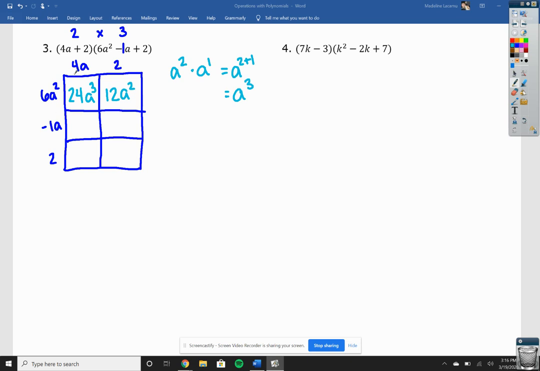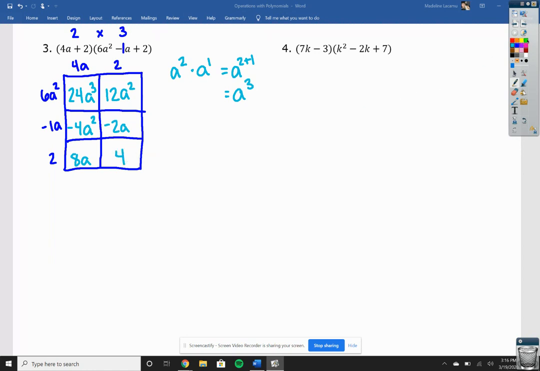-1a times 4a. So negative 1 times 4 is negative 4. A times A is A squared. Negative 1A times 2 is negative 2A. 4A times 2, so 4 times 2 is 8. And we have an A. And 2 times 2 is 4.